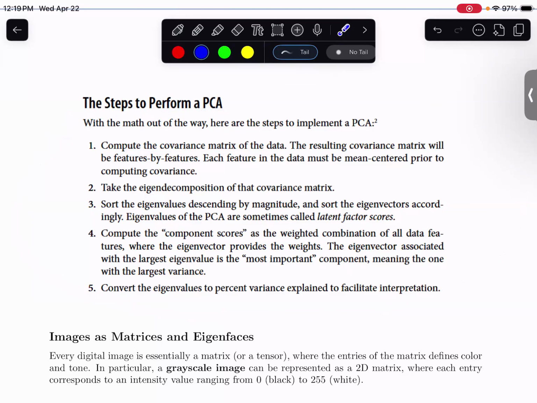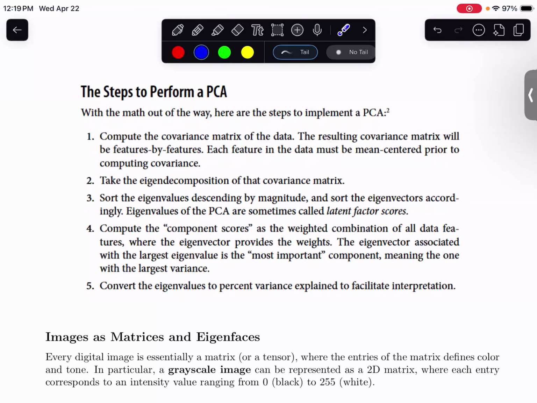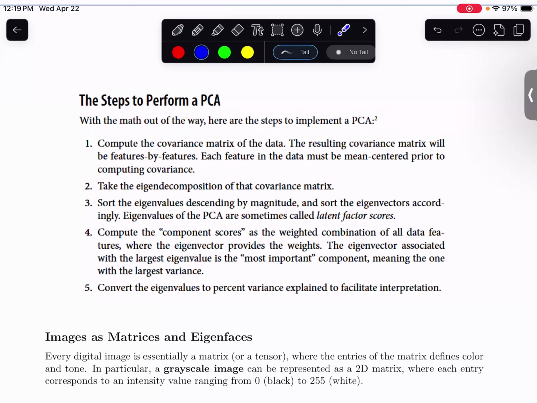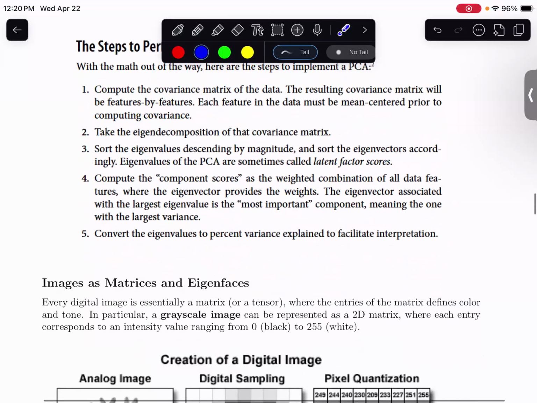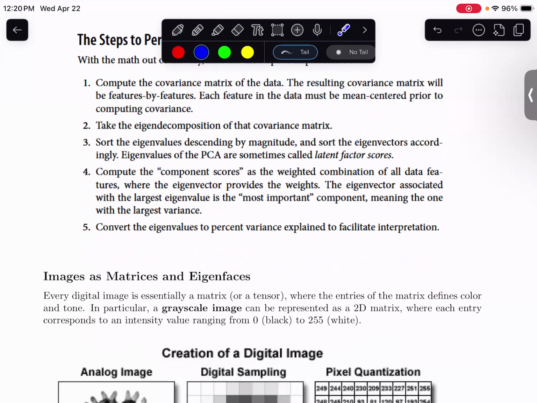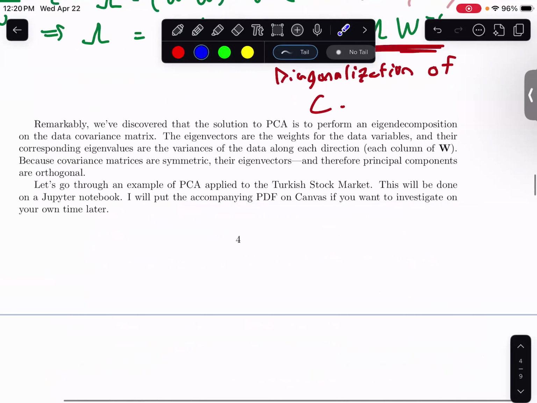They have the most influence in understanding your data set. So people will sort the eigenvalues descending by magnitude. There's some terminology associated to it that I'm not going to use. There's this idea of the component scores, which is really just looking at how much each value of your eigenvector is contributing to that eigenvector. And then usually you convert the eigenvalues to percent variance to make it easier to interpret what's going on. I'm going to demonstrate all of this in the code that I have here.